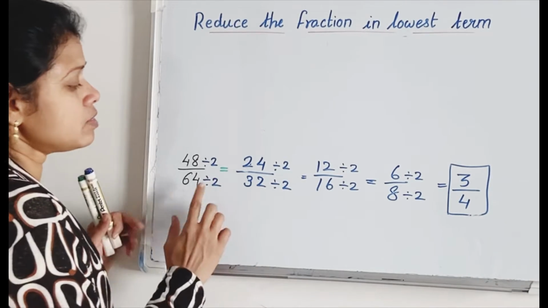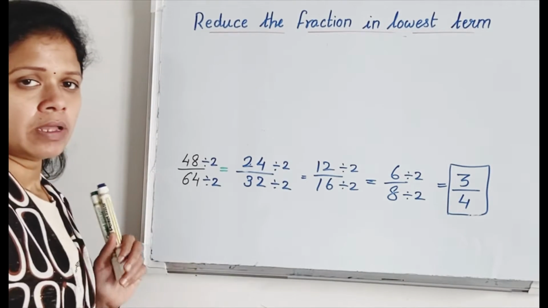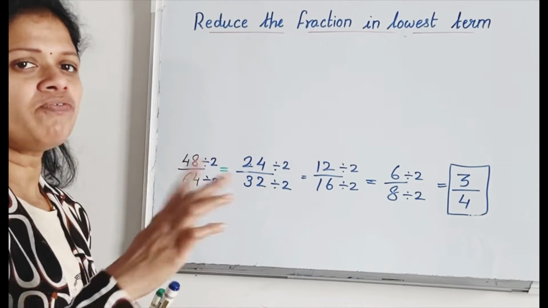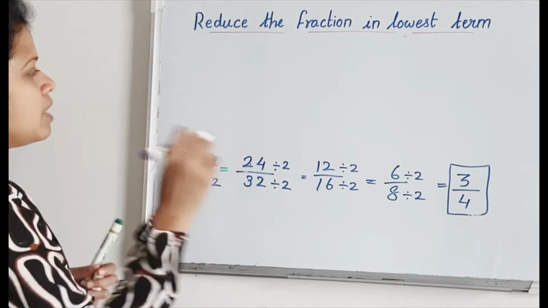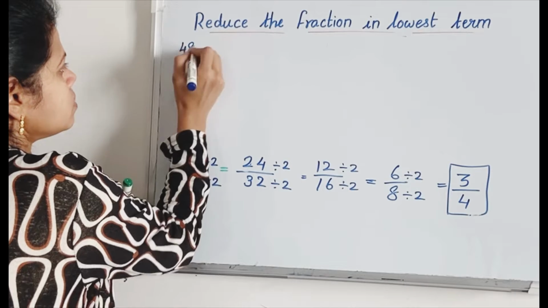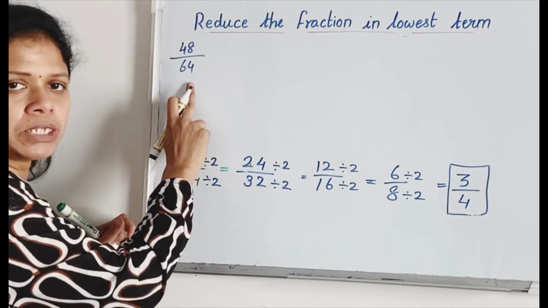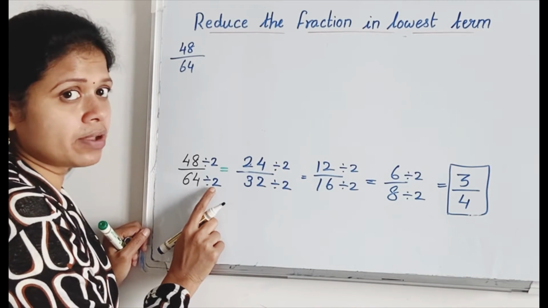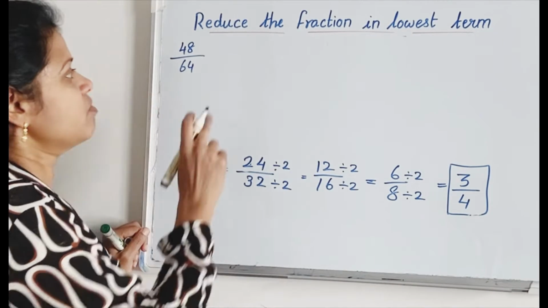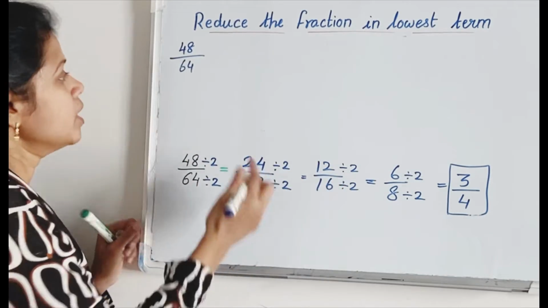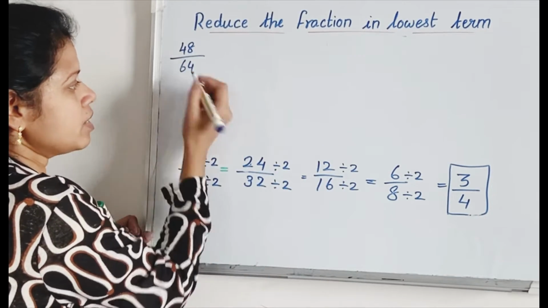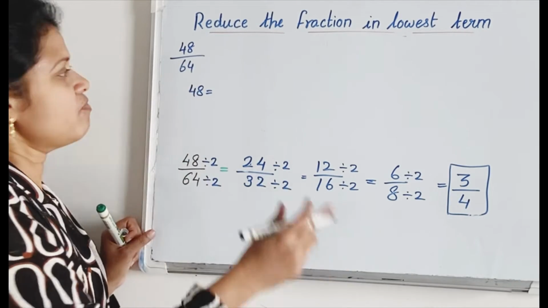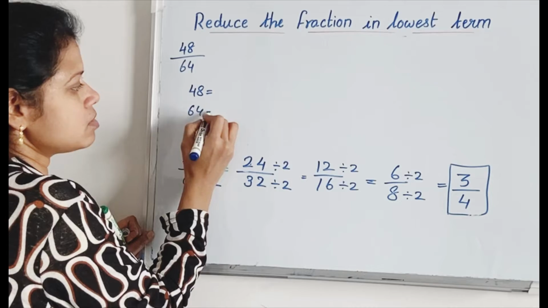Instead of doing repeated division, there is another way where you can do the division only one time to find the lowest term. For this fraction, 48 and 64, find the highest common factor of the numerator and denominator. Let's find the highest common factor of 48 and 64.